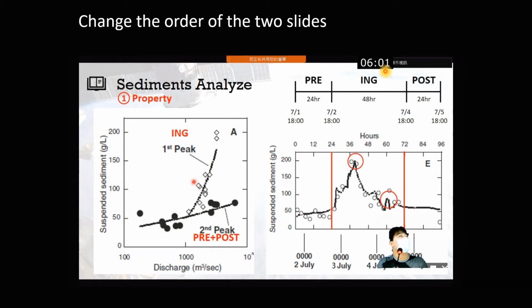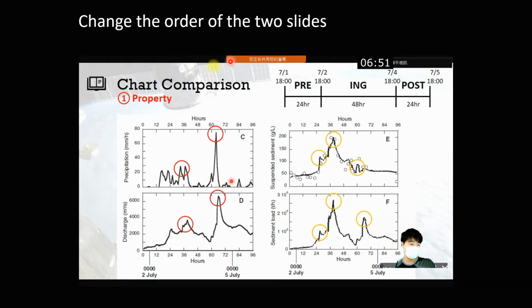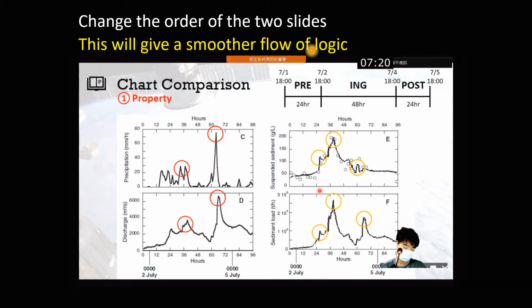They found two peaks during the typhoon time. The first peak goes up to 200 grams per liter, which is high. The two peaks mentioned in previous slide were in fact related to the discharge here. They make a precipitation chart and the discharge chart. You can see that's a two same peak here. So this kind of basic chart should be presented first, and this will give a smoother flow of logic.